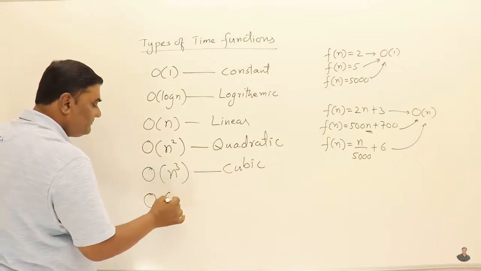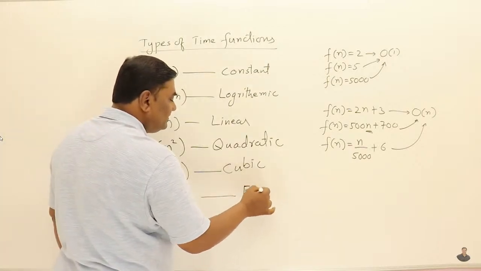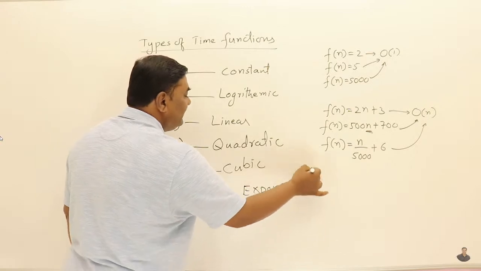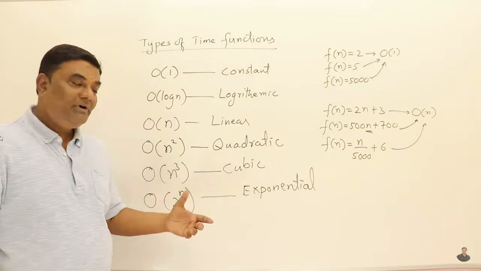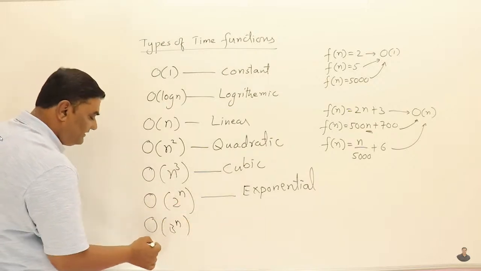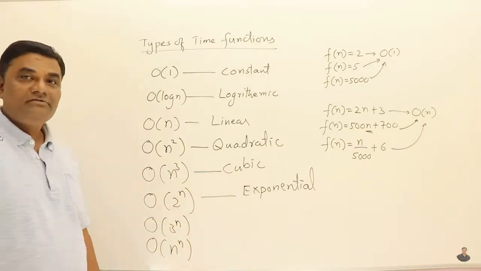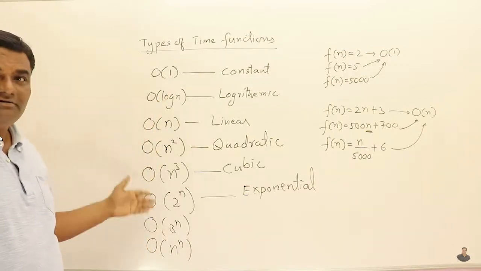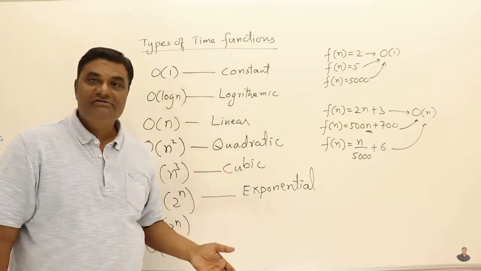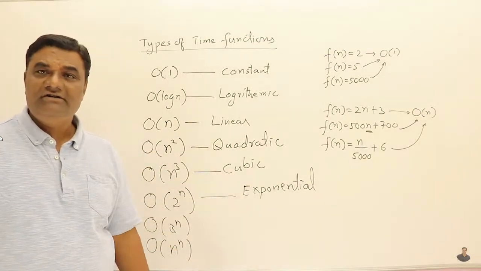Then for some algorithms, we may get the time as 2 power n also, so this will be exponential. We haven't seen these type of algorithms, but we may come across them later on in coming videos. This is exponential. It may be 2 power n, or 3 power n, or n power n. It may be to the power of anything. So I call this classes of functions, or the types of time functions, or categories, whatever you want to name this.